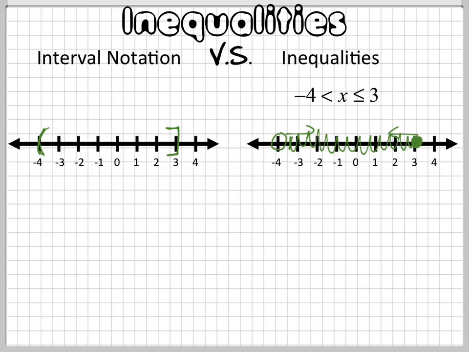So now let's write what interval notation is. The lowest number is -4. What's the biggest number? 3. Parenthesis or bracket around the -4? Parenthesis. Bracket or parenthesis around the 3? Bracket. Done. That's interval notation.